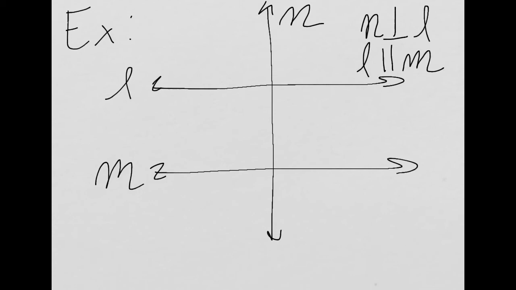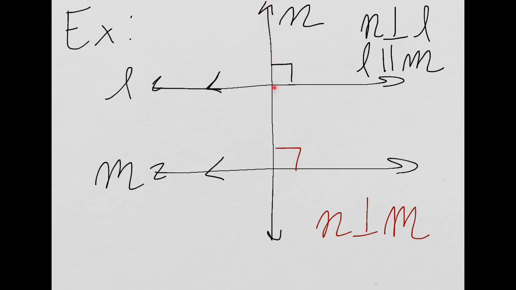So let's go ahead and mark our diagram accordingly. N is perpendicular to L, and then L is parallel to M. So then I know by theorem 3-10 that N is perpendicular to M. So again, this says if a line is perpendicular to one of two parallel lines, then it's going to be perpendicular to the other one.